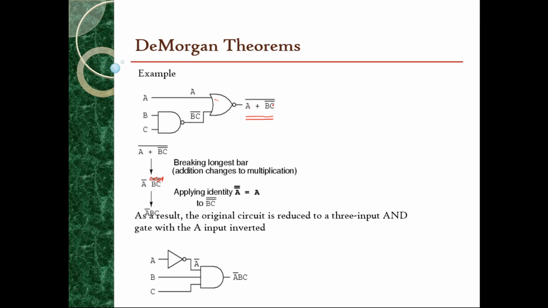Actually, you can simplify this equation by using a DeMorgan theorem. By using the DeMorgan theorem, you will get A complement, and then you dot product with BC, and then you complement it. So you will get this one. And then from here, you can have the new logic diagram, which is simpler than the original one. So this is the usage of the DeMorgan theorems in simplification of the logic diagram.